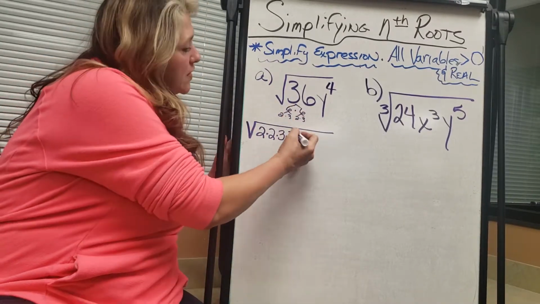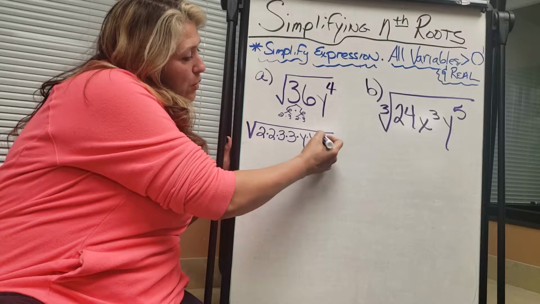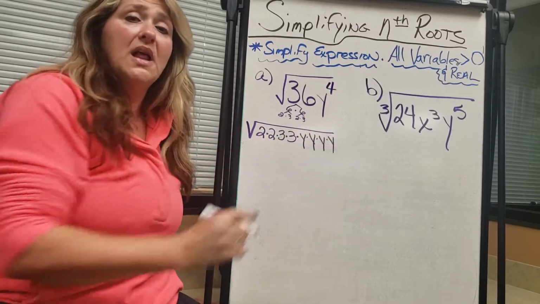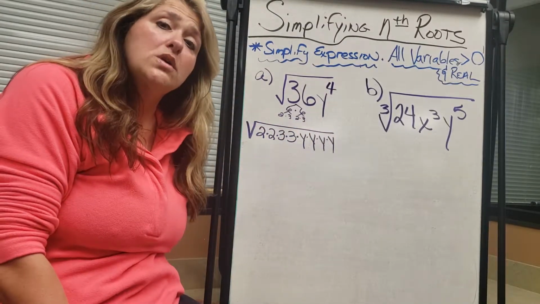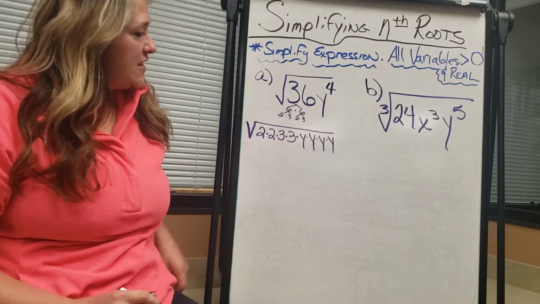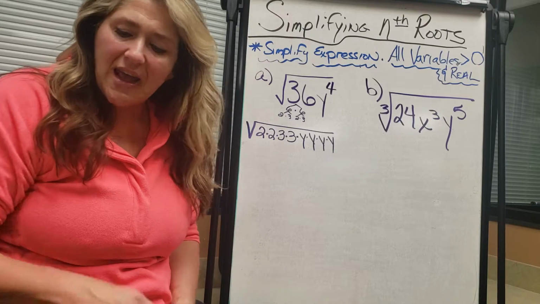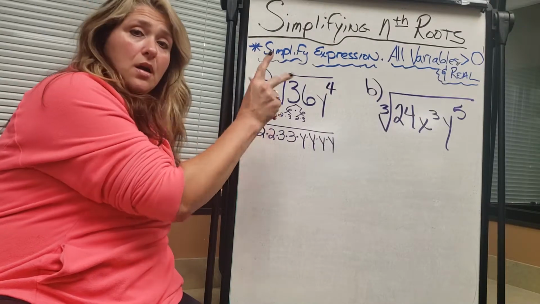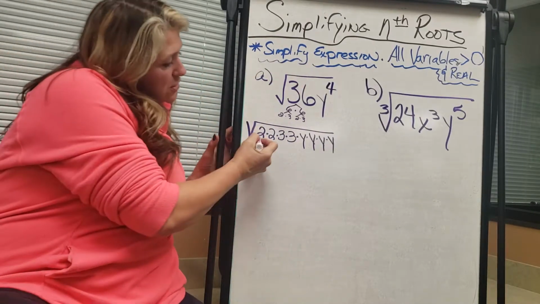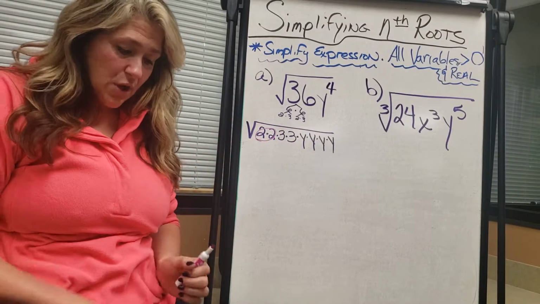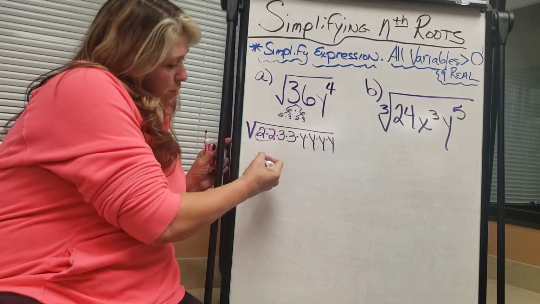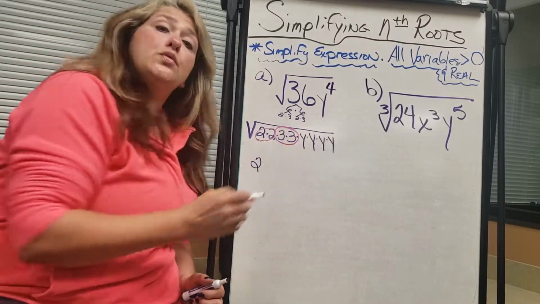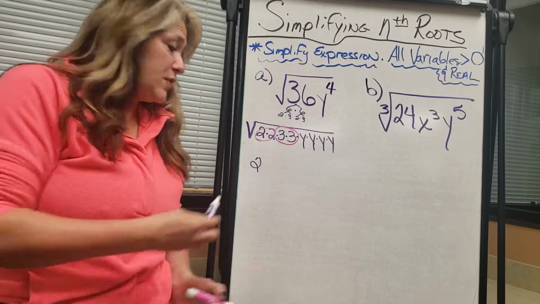Now, y to the 4th would be written in broken down factor form as our base is y, and the exponent means we're multiplying it, in this case, times itself 4 times. So as you can see, this is our broken down prime factorization, and because we have a square root, we're looking for pairs. So I have 2 2's, which means one of the factors of 2 will come out of the root, okay? I also have 2 3's, so a factor of 3 will come out.